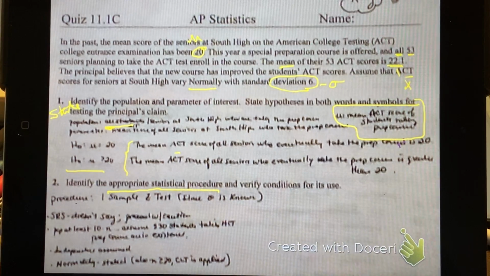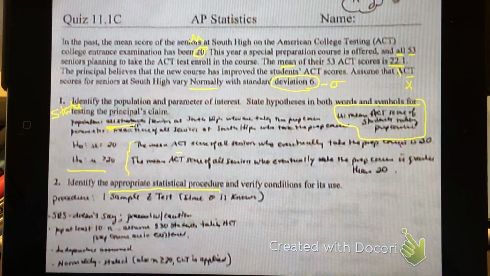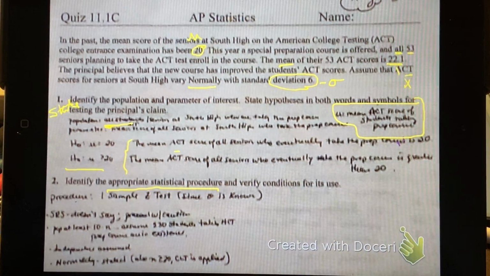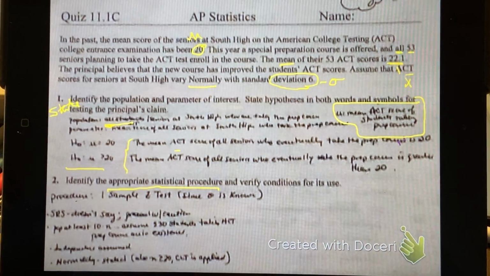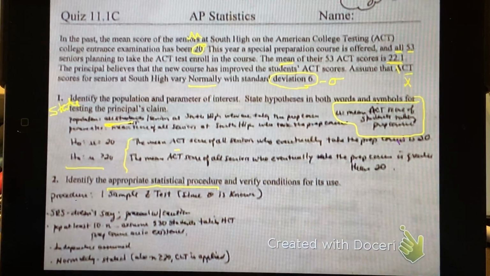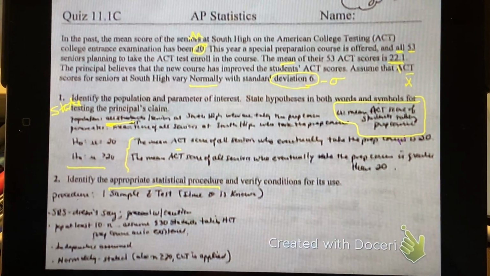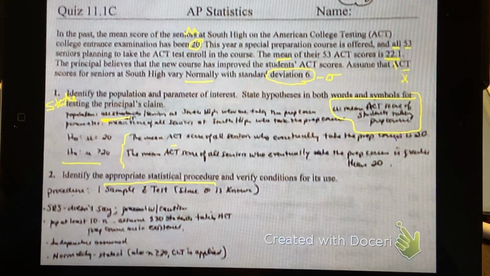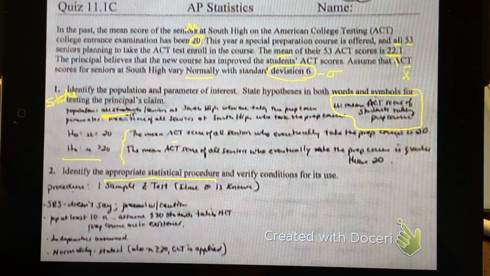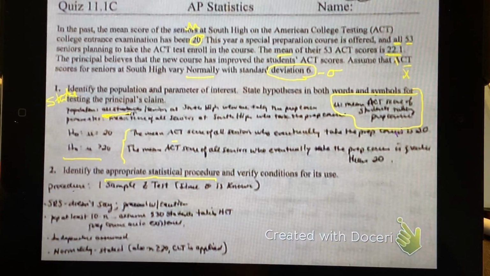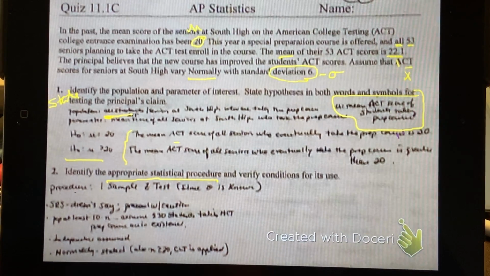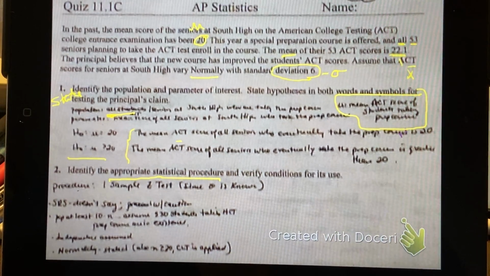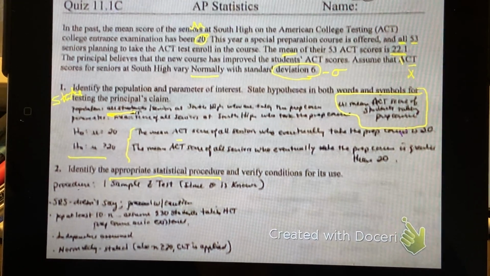So simple random sample, well, it really didn't say anything about a simple random sample. They put all of the seniors in the program, the prep course. And so we proceed with caution. Population at least 10 times sample size. We're kind of assuming that there are at least 530 students in existence that can take the ACT. Now, not particularly here at this high school, but generally speaking, there are more than 530 students taking the ACT. Independence is assumed, so each student taking the exam is independent of the next student taking the exam.